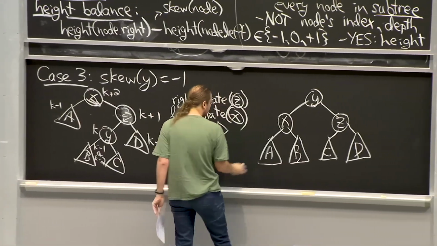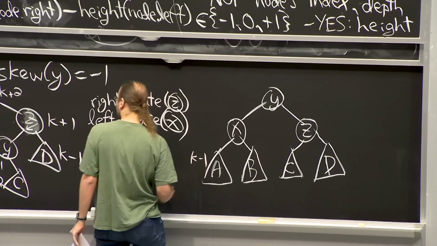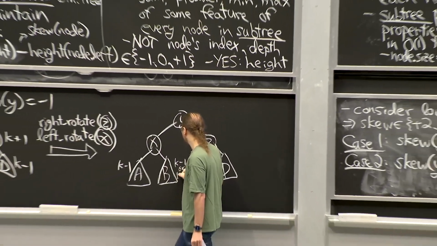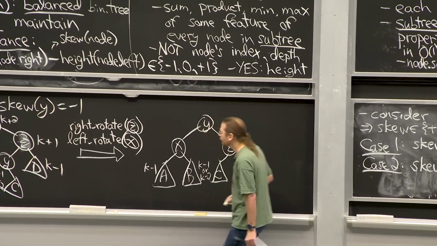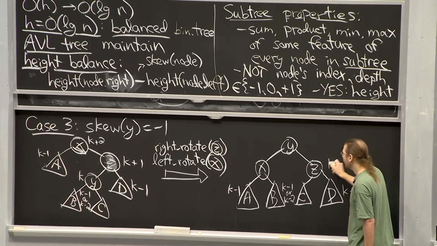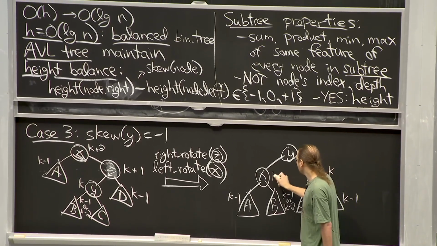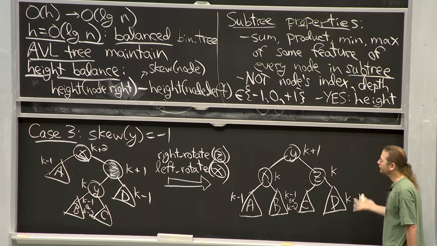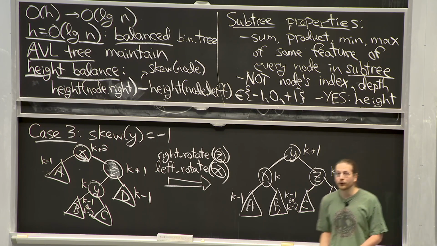So now if I copy over these height labels, I have k minus 1. For these two guys, k minus 1 or k minus 2. The biggest one is k minus 1. This is k minus 1. And so this will be k. This will be k. This will be k plus 1. And lo and behold, we have a nice height balanced tree in all 3 cases for this one node.